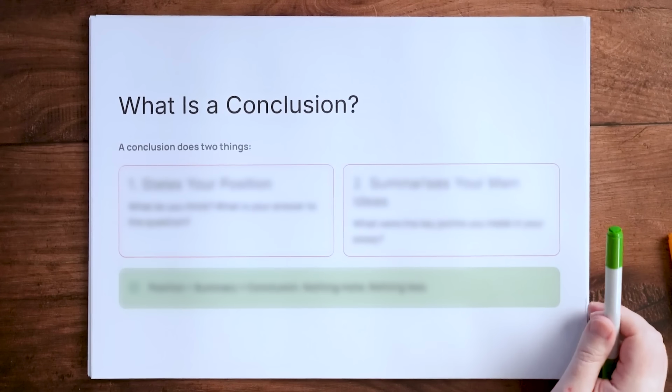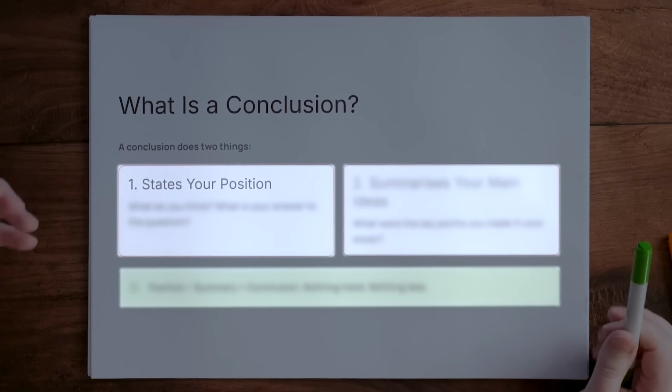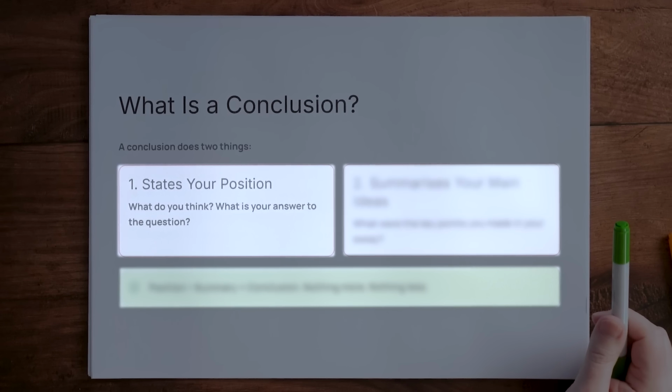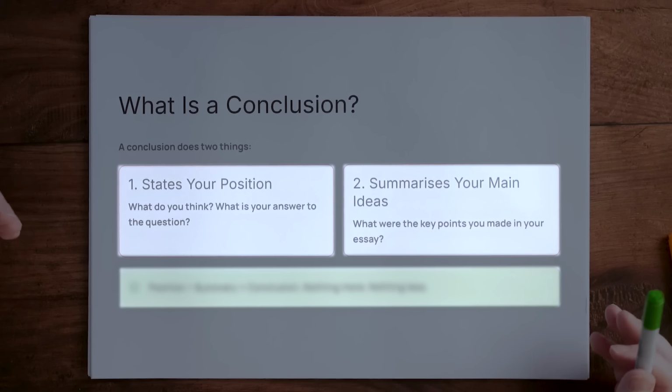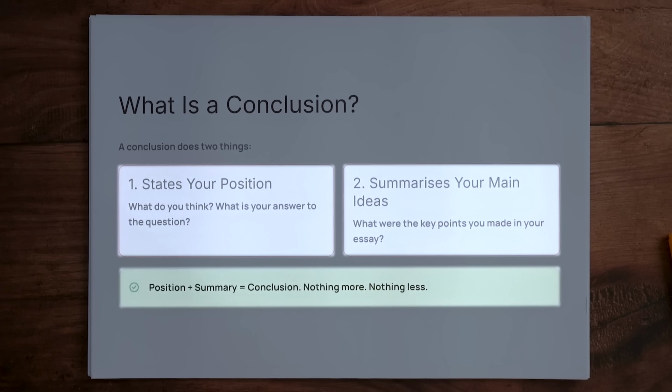So what is a conclusion? Well, number 1, it states your position. What do you think about the question? What is your answer to the question? And it also summarizes your main ideas. What are the key points that you have made throughout your essay? So a conclusion is just your position and a summary of your ideas.